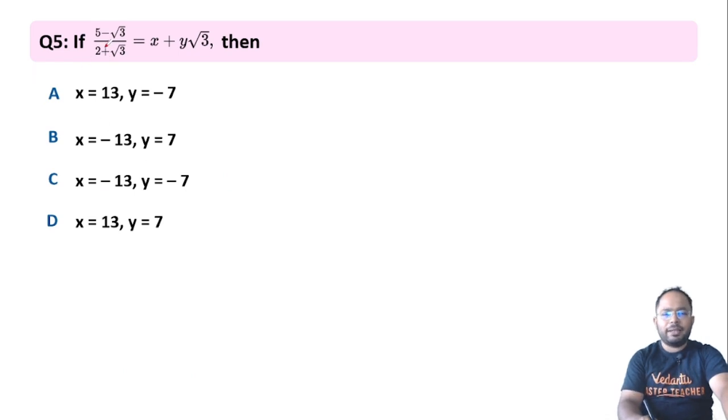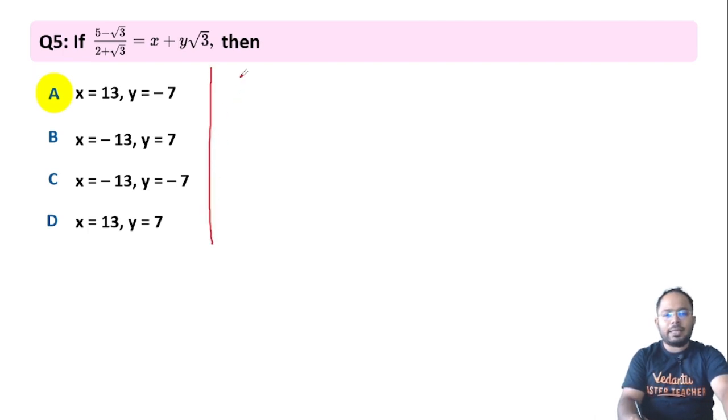If 5 minus root 3 upon 2 plus root 3 equals x plus y root 3, then what is going to be the value of x and y? Okay, sure. Let's look into the answer. The answer is x equal to 13, y equal to minus 7. Okay, so every time you pause the video, solve it and then get the answer. Okay, and let's verify it.